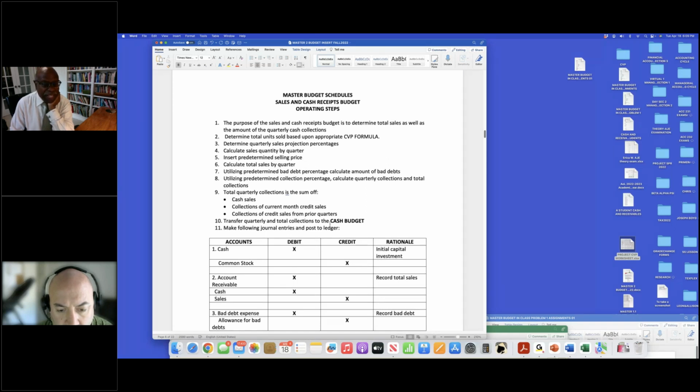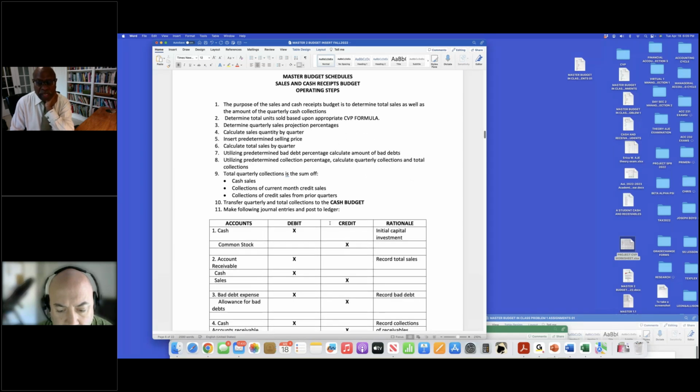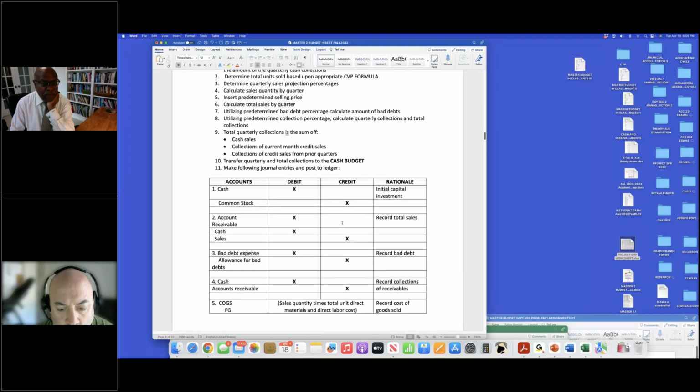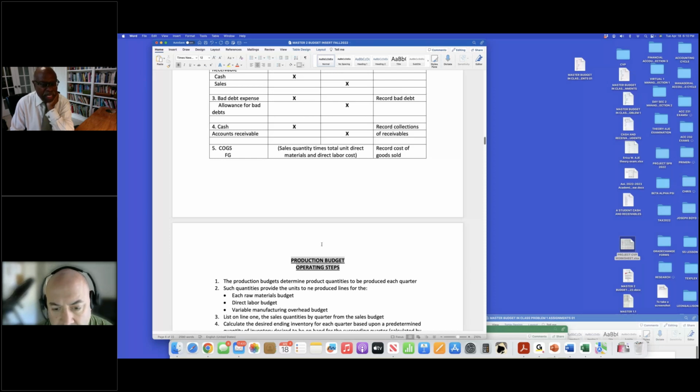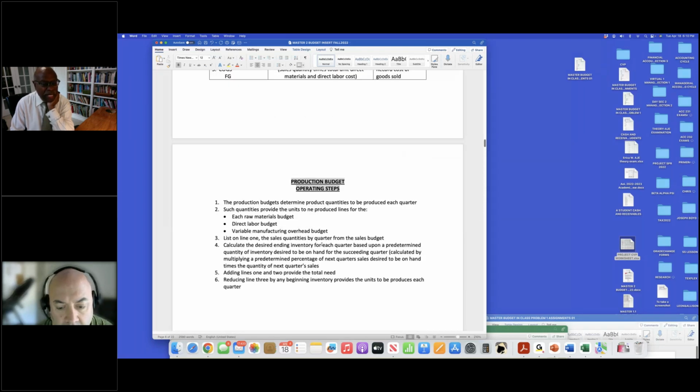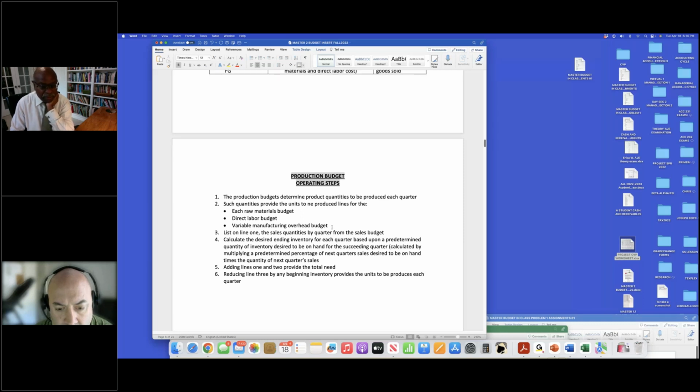Now, I've got here what journal entries you have to make: the initial investment, record the sales, bad debt, and so on. For the accounts, you just have to get the amounts in here from the schedule. Production budget. In the production budget, we have to come up with how many are going to be produced each time. There are no journal entries for the production budget.